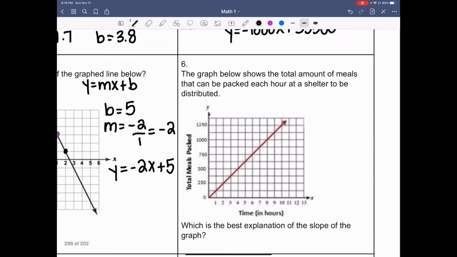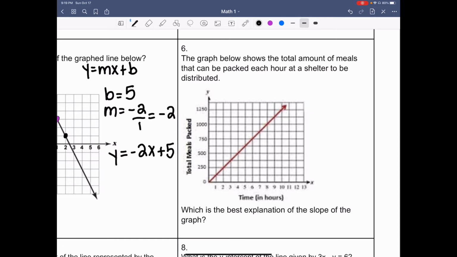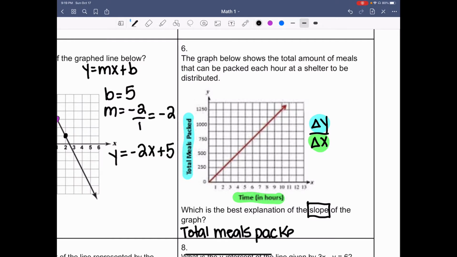So the graph below shows the amount of meals that can be distributed each hour at a shelter. It says, what is the best explanation of the slope? So we're asking for the slope. So remember, slope is the change in y over my change in x. So we're looking at the labels on the actual graph to figure this out. So the y value is the total meals packed, and then my x value is going to be my time in hours. So if I write this out, this is going to be the total meals packed compared to my x value, so the slope is the total meals packed per hour.